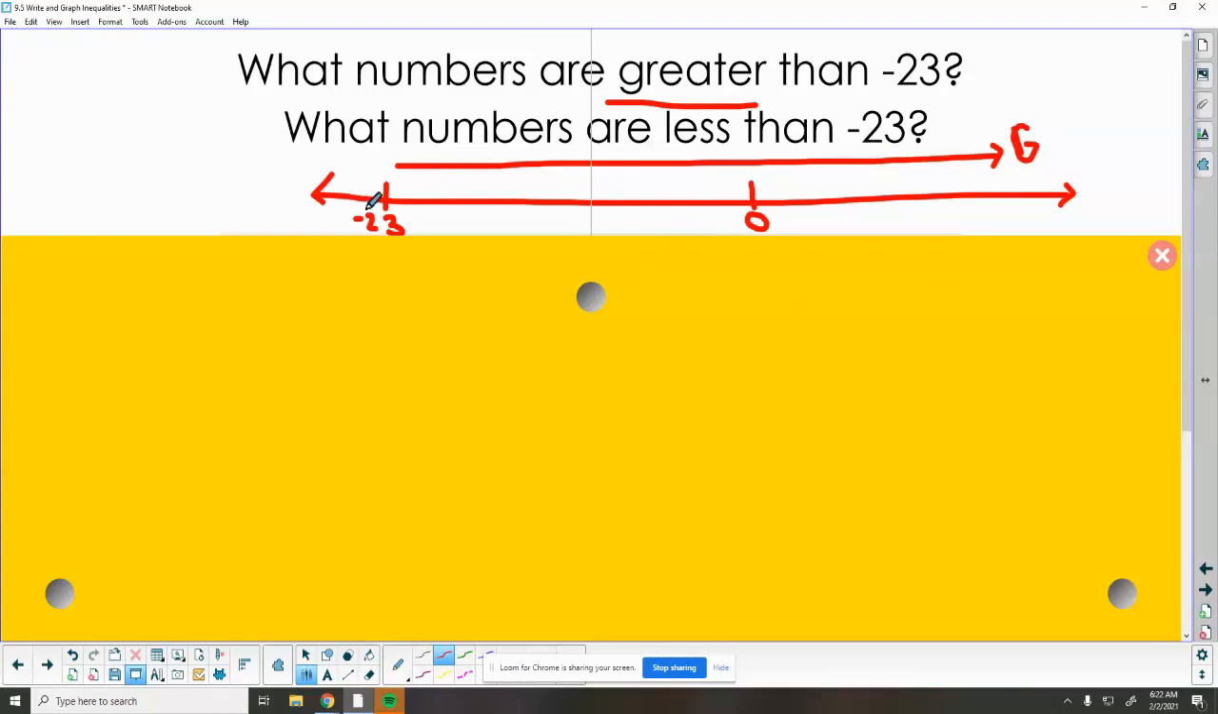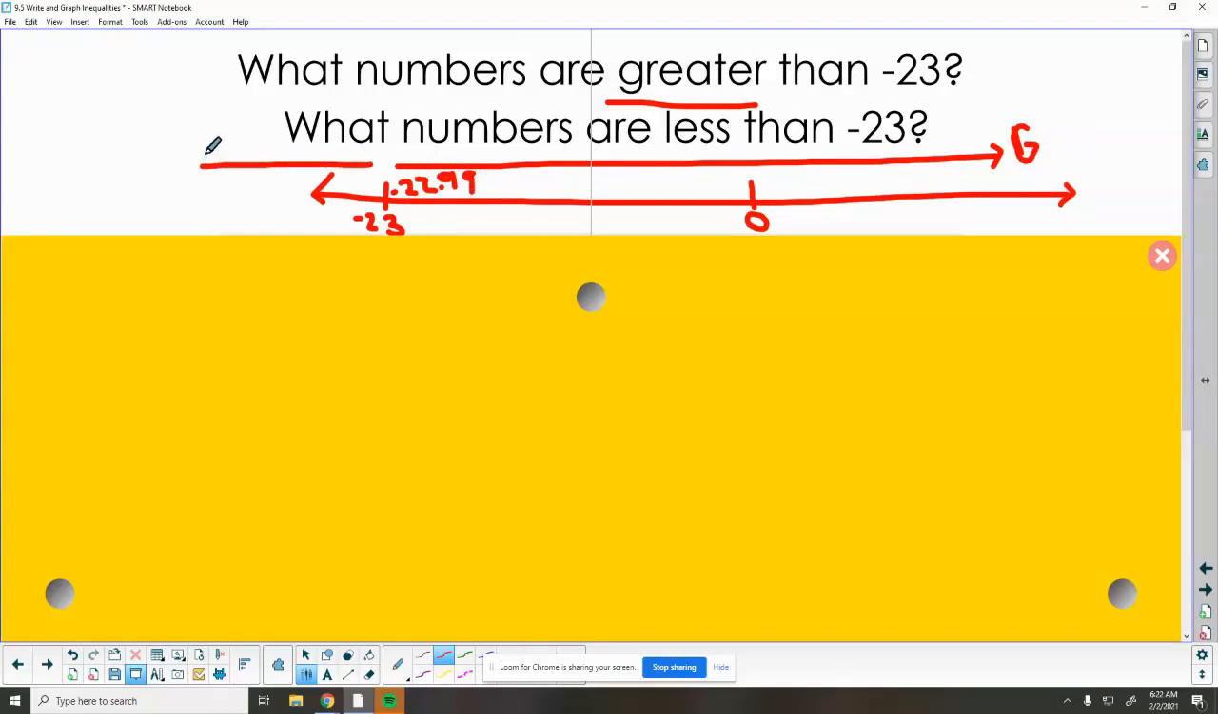0 is greater than negative 23. I could say 1 million is greater than negative 23. 7 is greater than negative 23. Negative 5 is greater than negative 23. I could even say negative 22.99 is greater than negative 23 because it's to the right of it. So anything to the right is always going to be bigger.